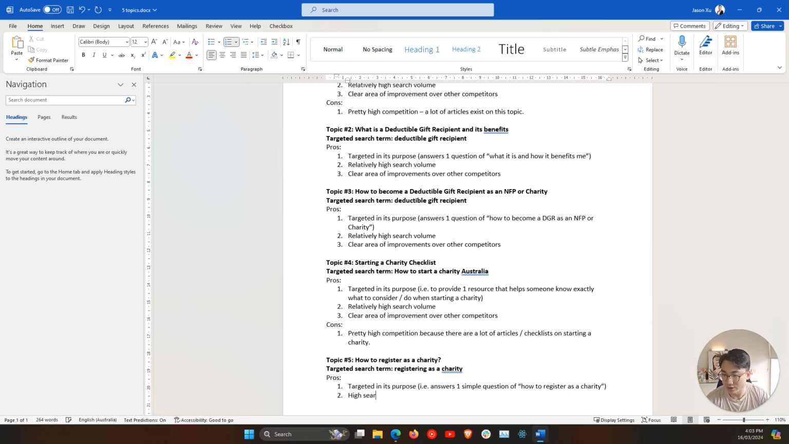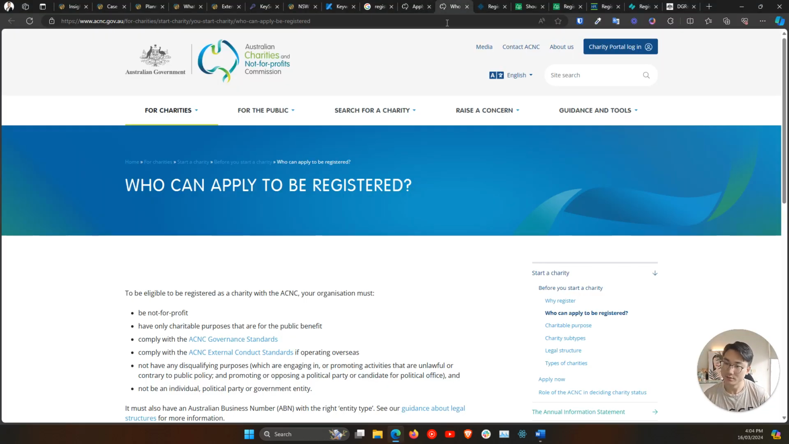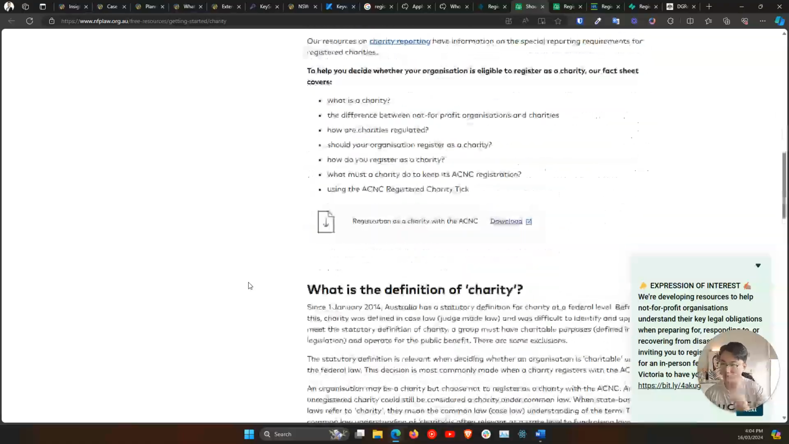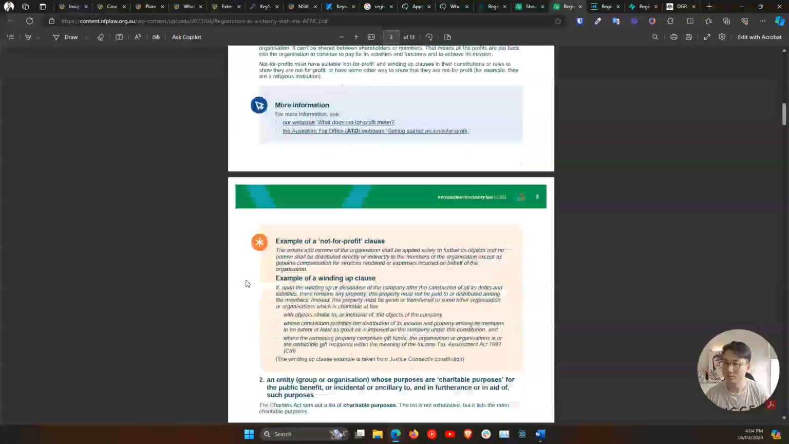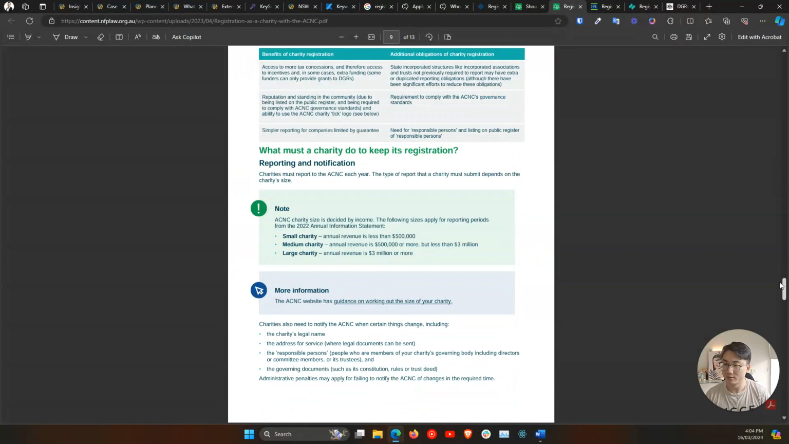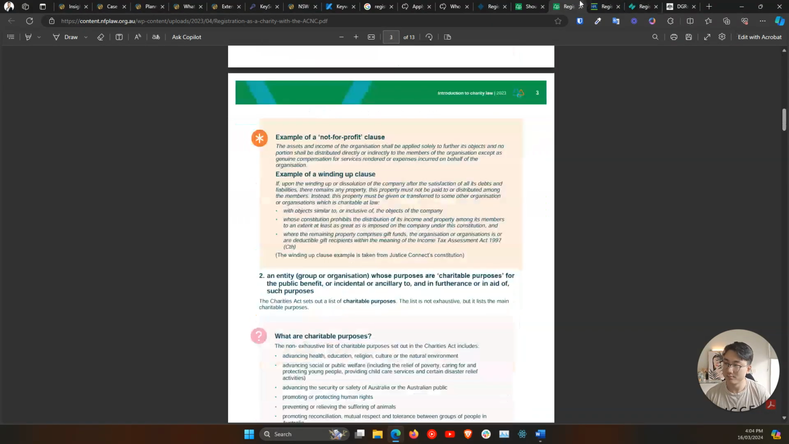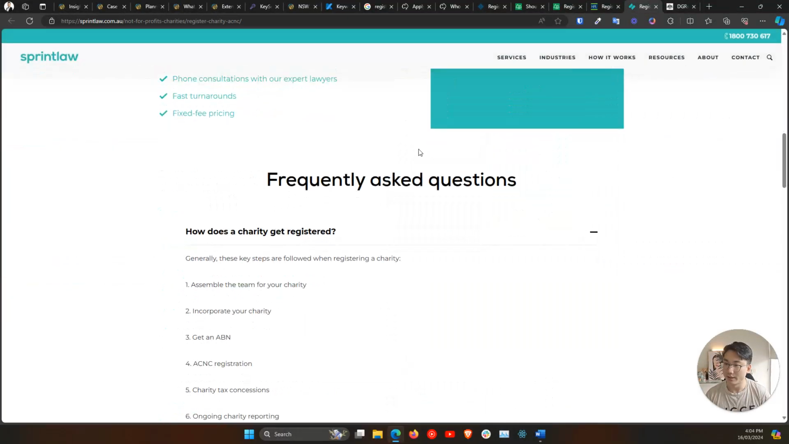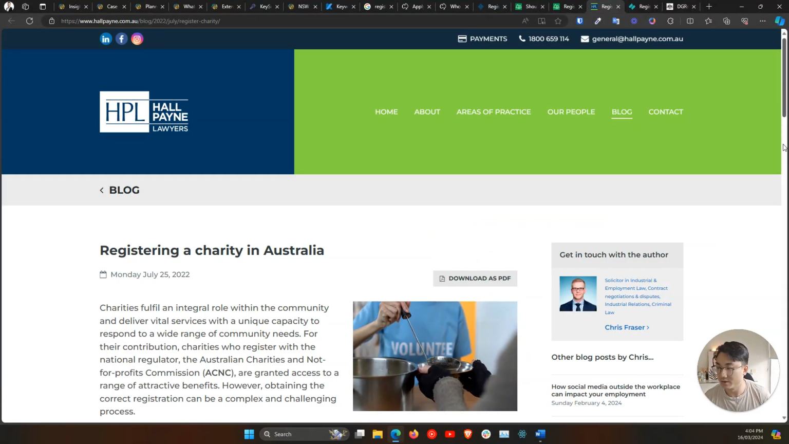It is high search volume, so if you rank high, then we'll be able to get more organic traffic to the website and more leads as a result. And thirdly, let me have a look. Are there any clear areas of improvement? Oh God, why is this in a PDF? Okay, yeah, there are clear areas of improvement. Here they are, right?